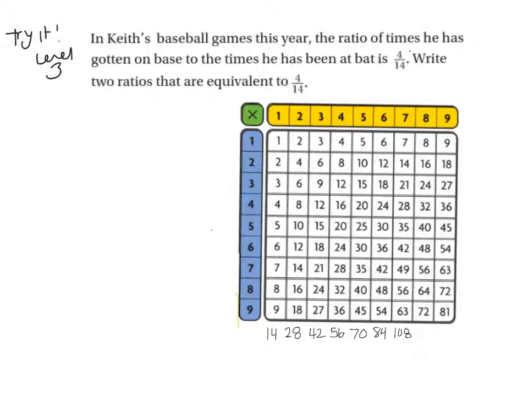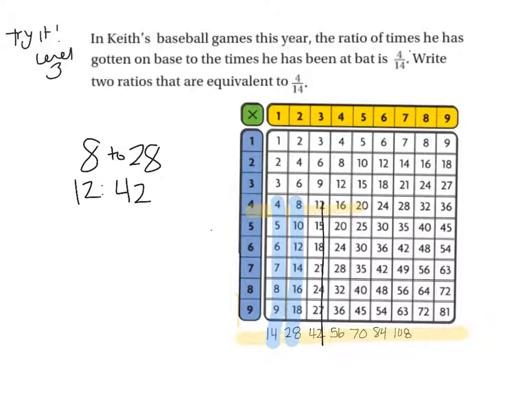Okay, so I could highlight my 4 row, and I could highlight my 14 row, and then hopefully these will match up. So we started with 4 to 14, and then it would be 8 to 28, or 12 to 42, could be another one. Or if you chose to do a different one, 20 to 70, that would be totally fine too. So those are just some options for how you would solve this problem.